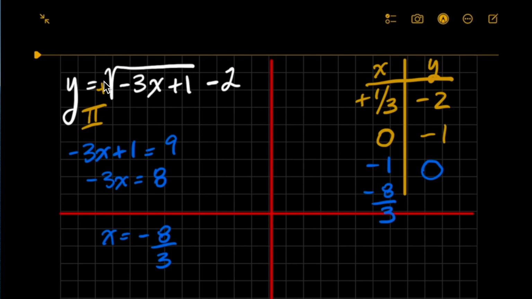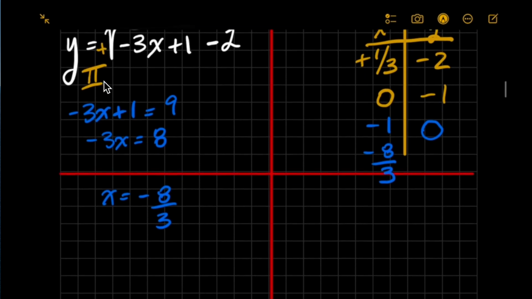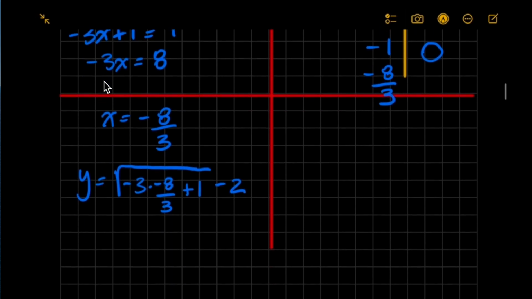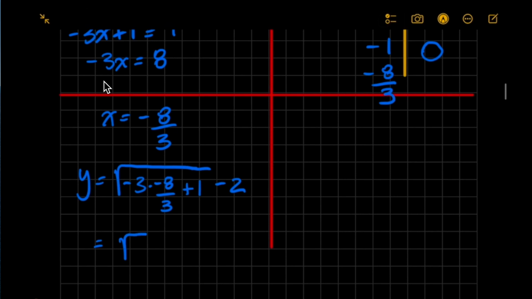We're now going to plug in -8 over 3 into our function. We're going to get y equals the square root of -3 times -8 over 3 plus 1 minus 2. It's going to equal the square root of 24 over 3 plus 1 minus 2. 24 over 3 is 8, plus 1 is 9. The square root of 9 is 3, and 3 minus 2 is going to be 1.